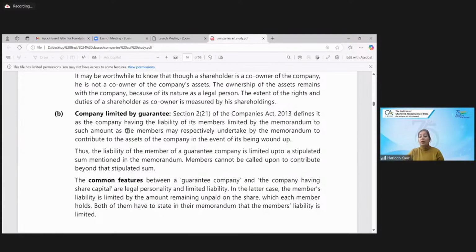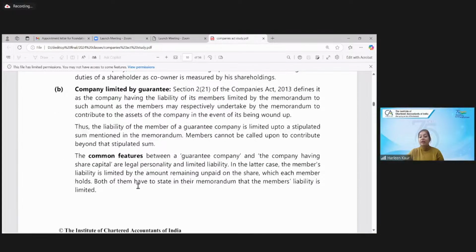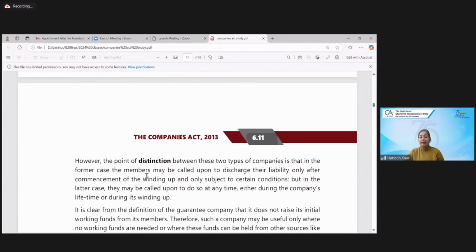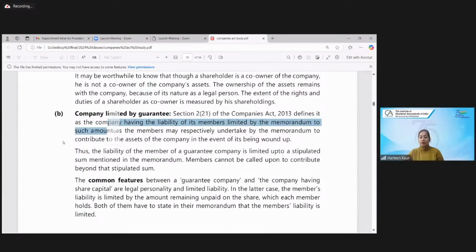But what is the case of company limited by guarantee? In case of a company limited by guarantee, you can only be asked to pay the money at the time of winding up. So you can write down on the side of company limited by guarantee: the members can be asked to pay the amount only at the time of winding up. Now, again, this liability is mentioned in the memorandum of association.